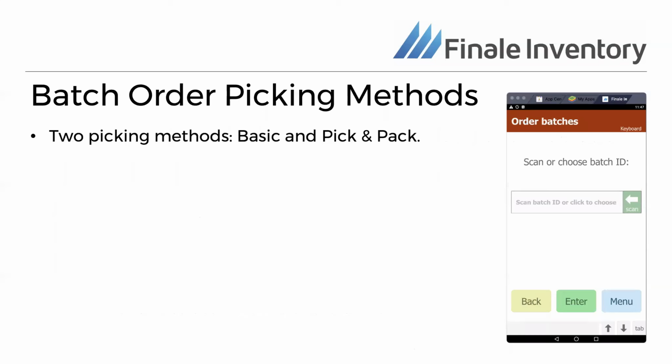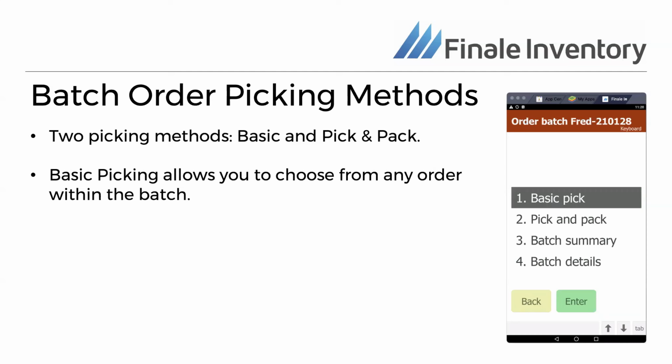So first, you need to either type, scan, or choose the batch or tag in the barcode scanner to use this method. After you've done that, you can either choose the basic or pick and pack. Now the basic lets you choose from any order in that batch. This method is ideal if you want to assign orders to pickers, or if you want to group all the next day orders together. When you choose basic picking, it'll show you a list of the orders that are available to pick. And you can choose from that list and pick from that order.